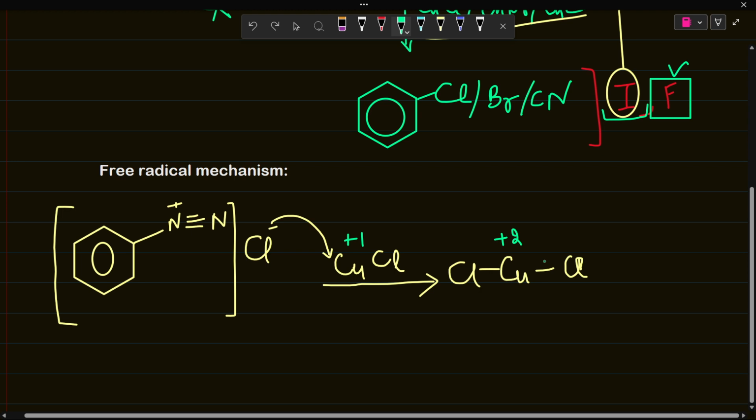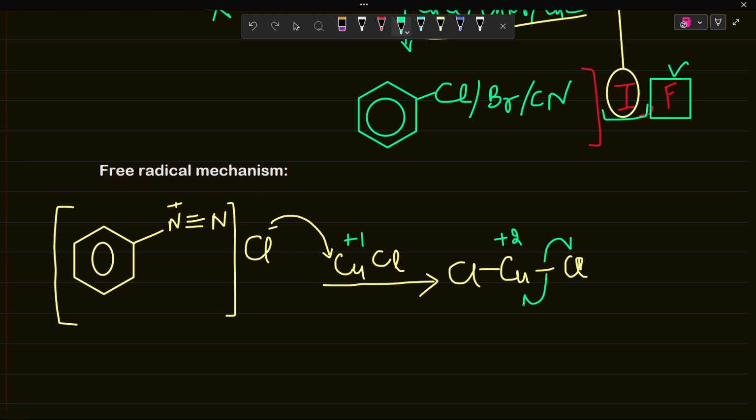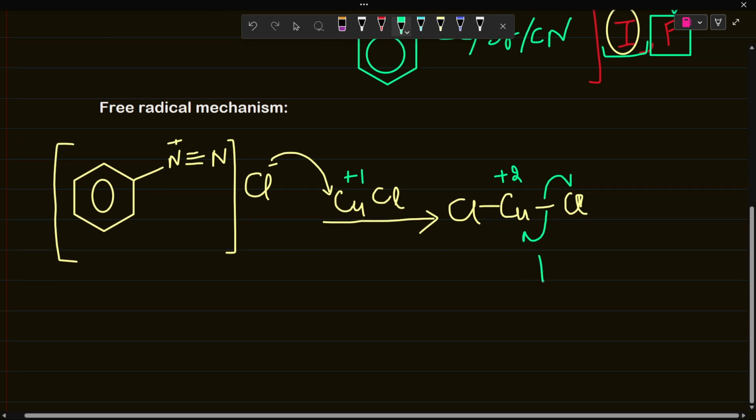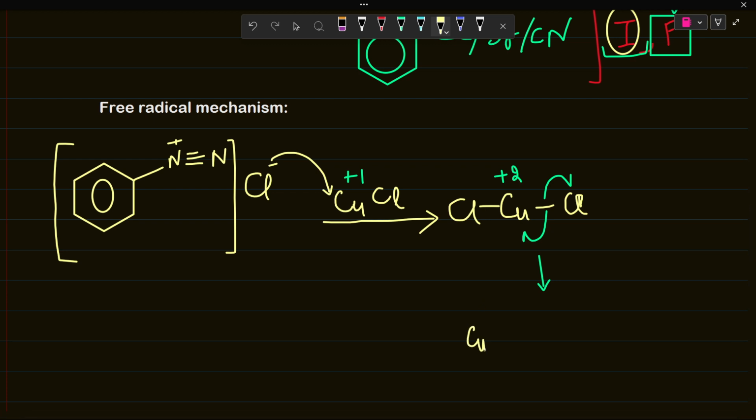First, it will break this bond by homolytic cleavage, and we will get our first free radical. That is, we get this CuCl free radical. Also, along with this, we get our free radical of interest, that is this one, Cl free radical. Let's encircle this Cl free radical. It's our first free radical generated.